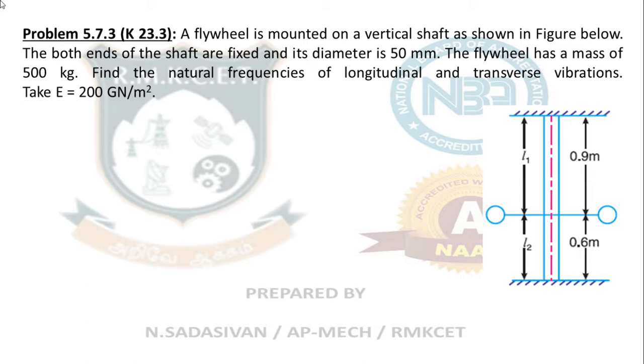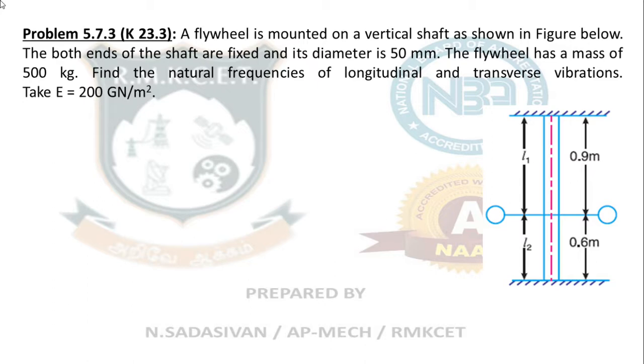Total length is 1.5 meter. The distance above the flywheel is 0.9. Below the flywheel is 0.6. I have declared those distances as L1 and L2. Diameter of the shaft is 50 millimeter. Young's modulus is 200 giganewton per meter square. All the things are given. Mass of the flywheel is 500 kg.